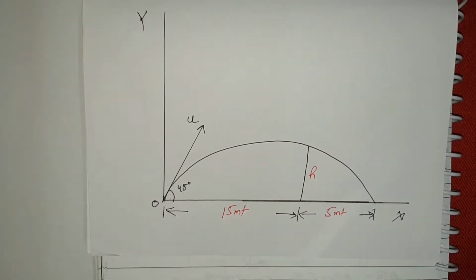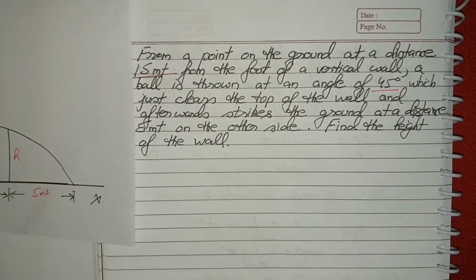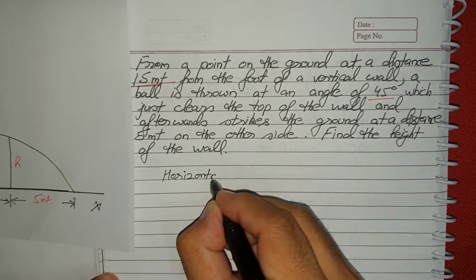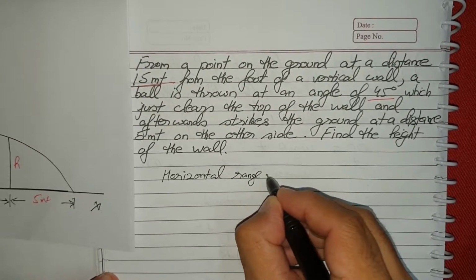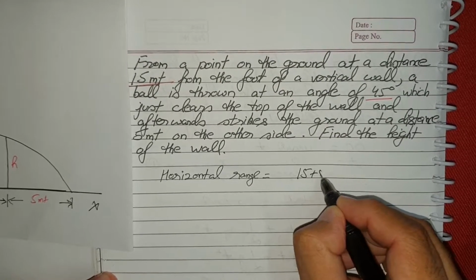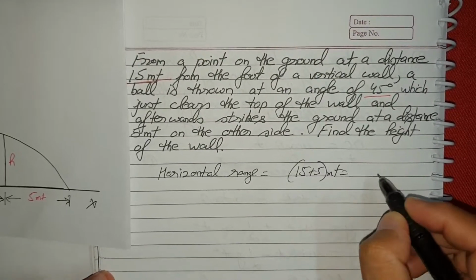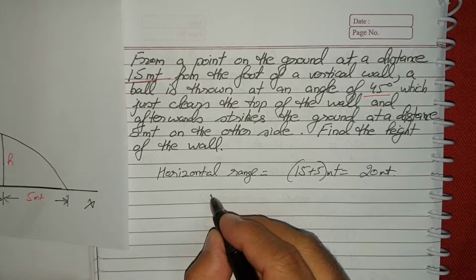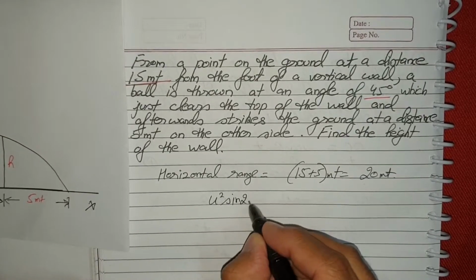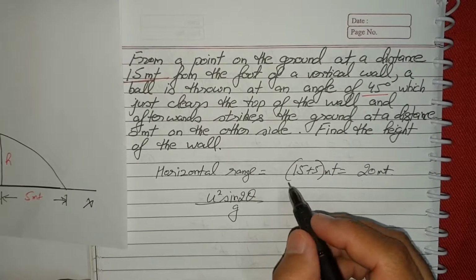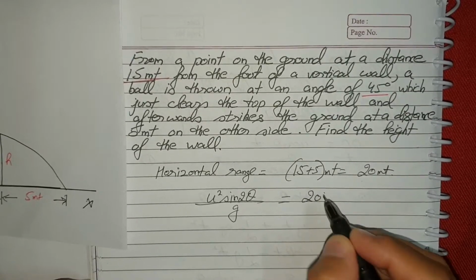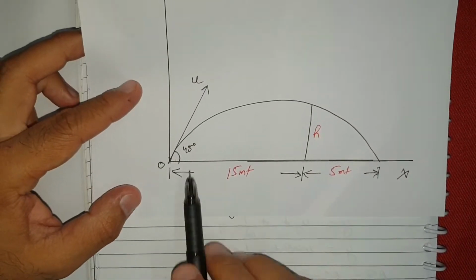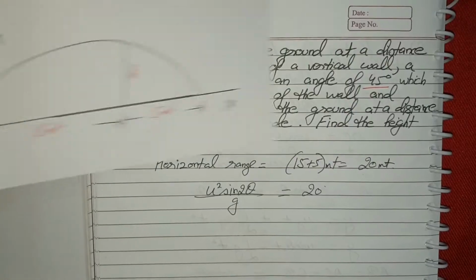So, the horizontal range is how much? 15 plus 5 meter, that equals 20 meter is the horizontal range. Formula for horizontal range is u square sine 2 theta by g, that is equal to 20. Now, what is the angle of projection? It is 45 degree. So, this 45 degree is the angle of projection.